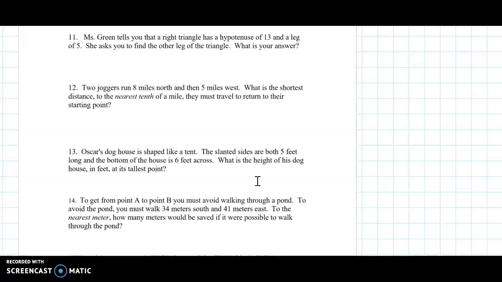Let's start with number 12. Two joggers run 8 miles north and then 5 miles west. What is the shortest distance they must travel to return to their starting point? So here's their starting point. Remember, if we have a compass, it looks like this: north, south, west, east.